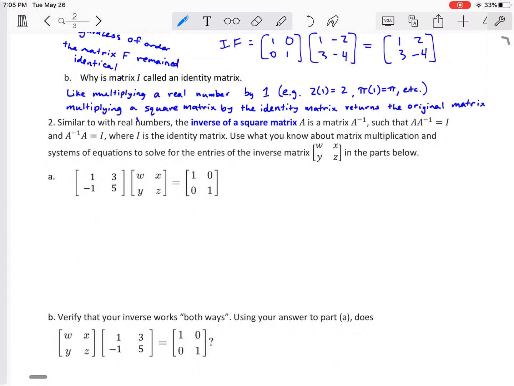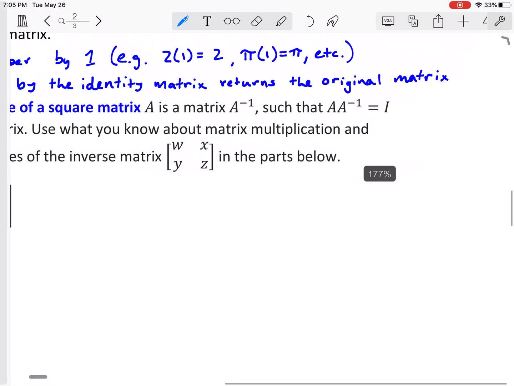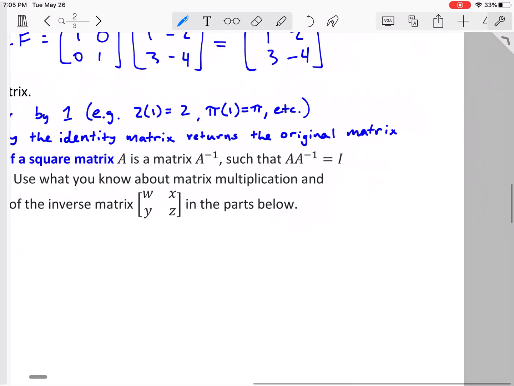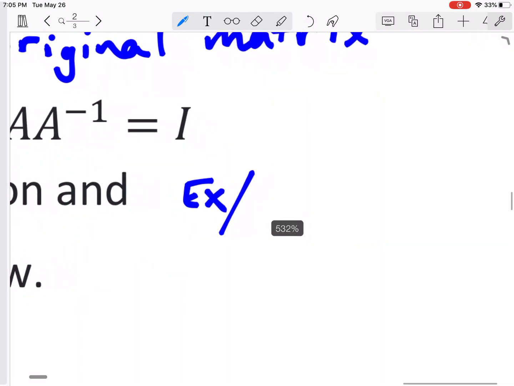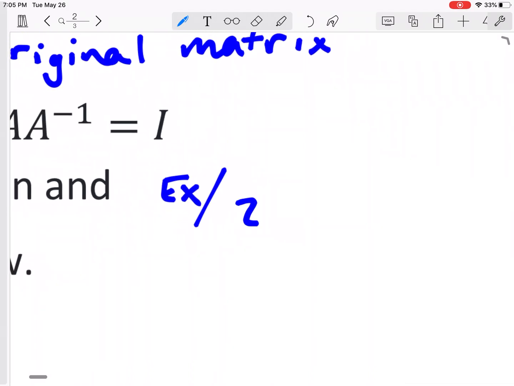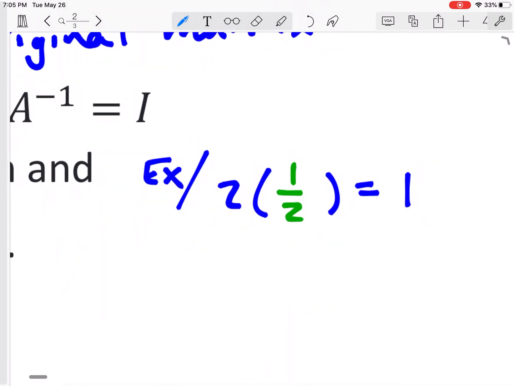This idea also comes into play when we talk about inverses. We can use the identity matrix. Let's pause and think for real numbers. If I think of a real number, like 2 again, 2 times something will equal 1. Whatever returns the identity here, that's going to be the inverse of 2. What would we have to multiply 2 by to get 1? Well, 2 times 1/2. 1/2 is the inverse of 2.